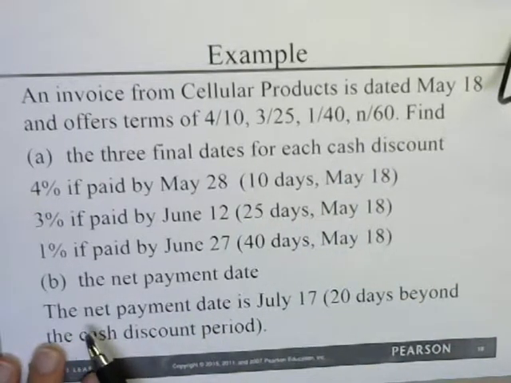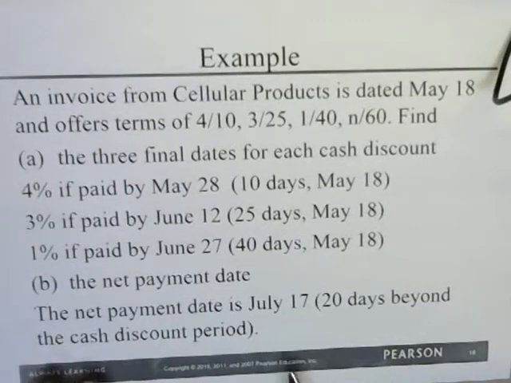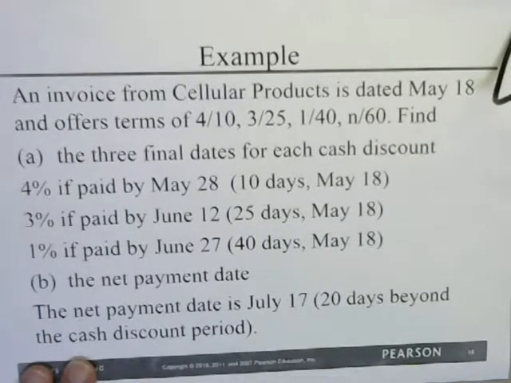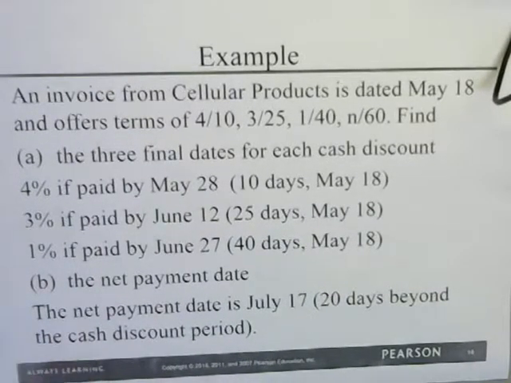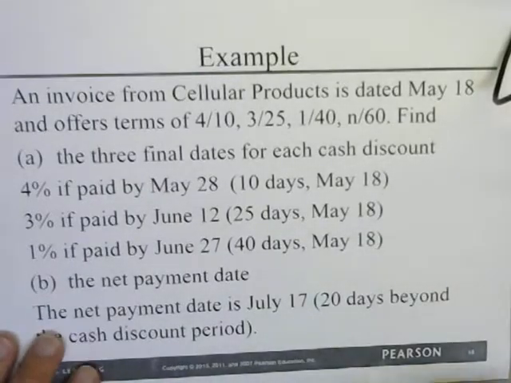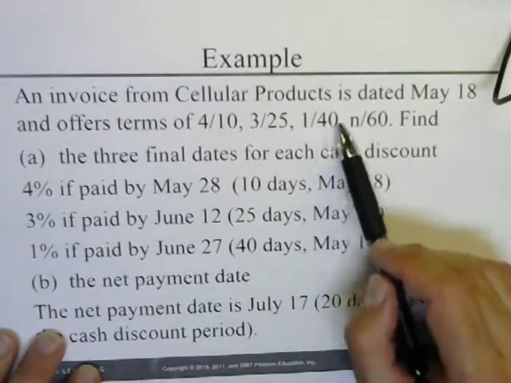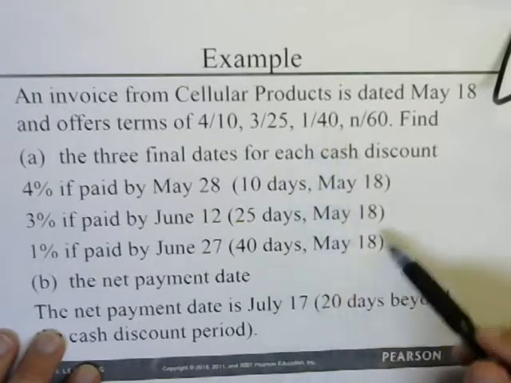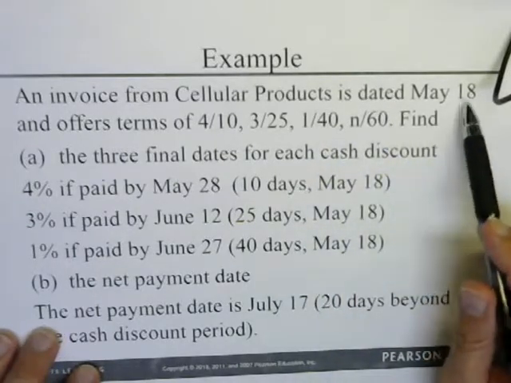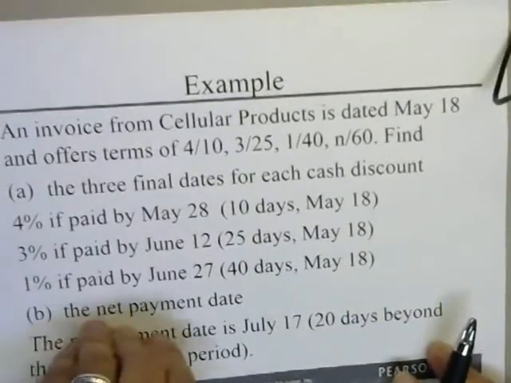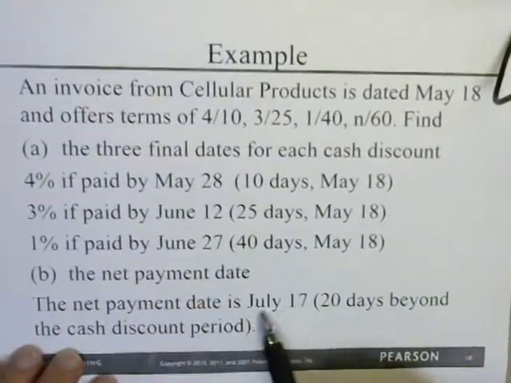So net payment is dated July 17th, and that's 20 days beyond the cash discount period. That would be 20 days after this last discounted period, or 60 days after May 18th, which would be July 17th. So you have until July 17th to pay the whole bill off. Okay, so hopefully that makes sense. If you guys have questions about that or anything, just let me know.